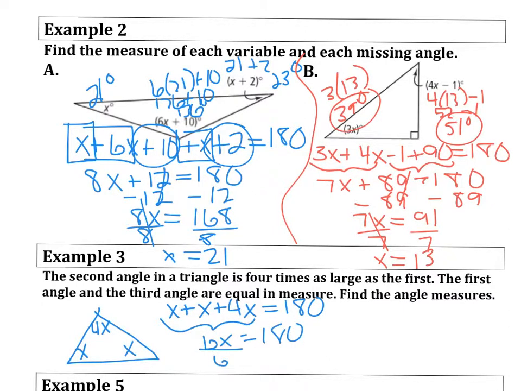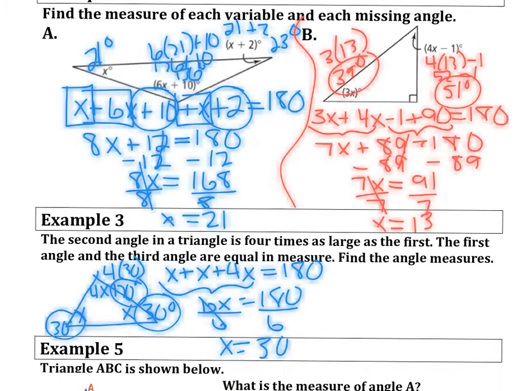Divide by 6. And I find that x is 30. Now I can go back, and I know that these 2 missing angles, the first and the third, were both 30. And the second angle is 4 times 30, which is 120 degrees. So those are my 3 missing angles.